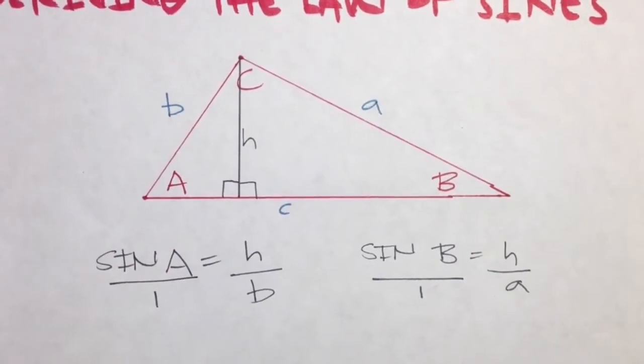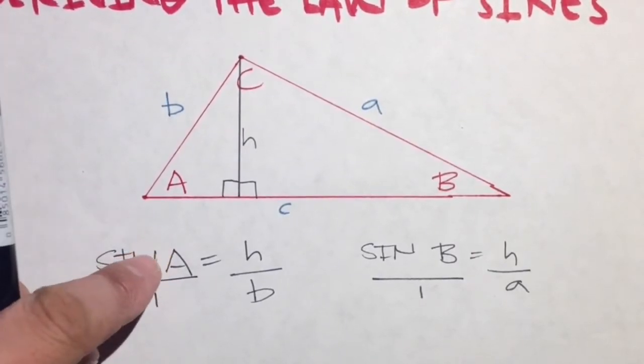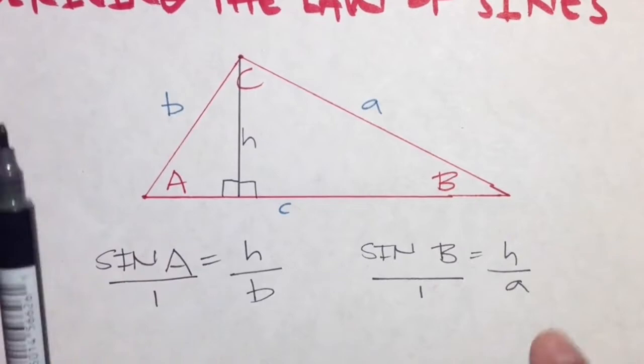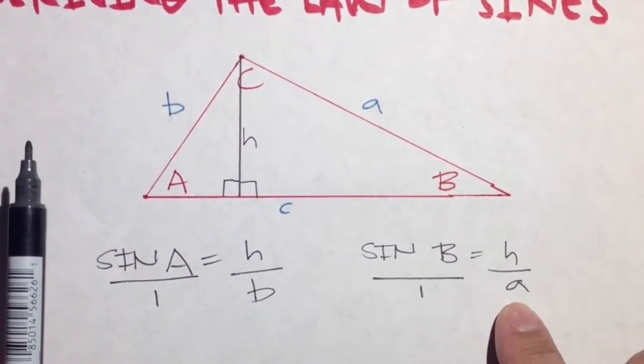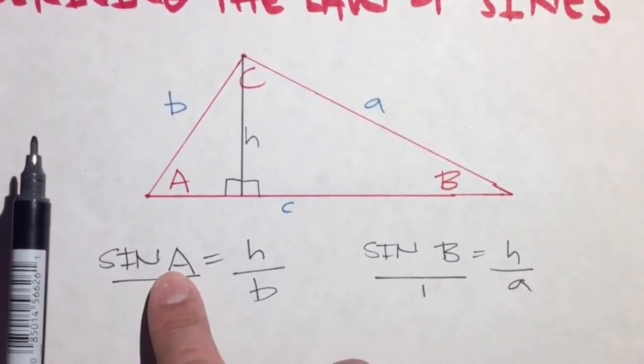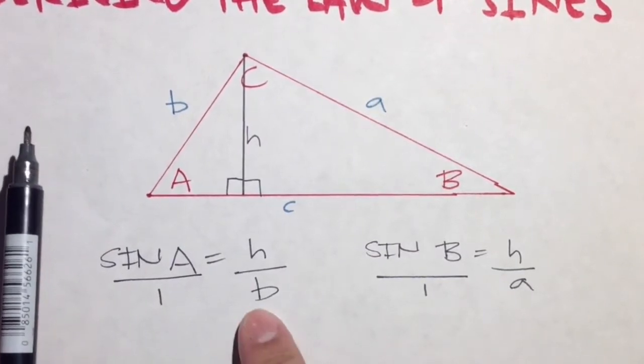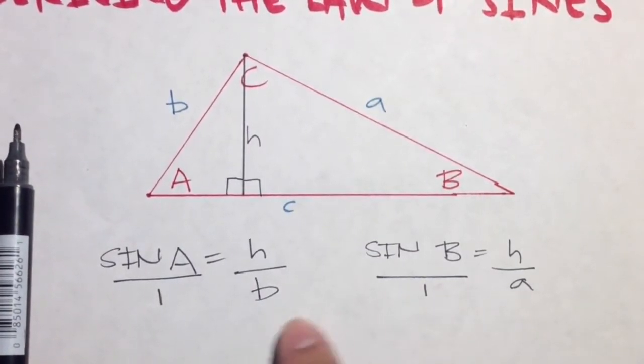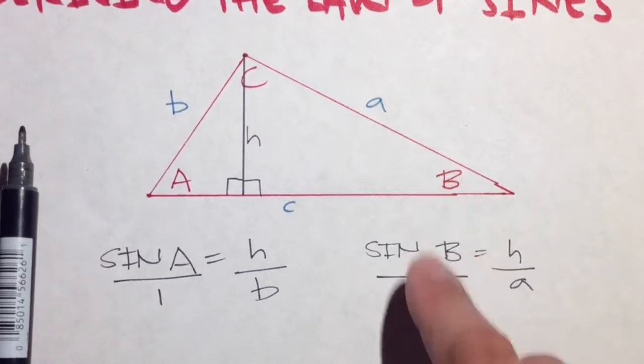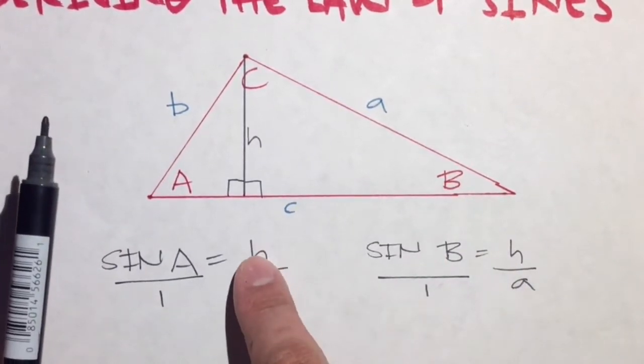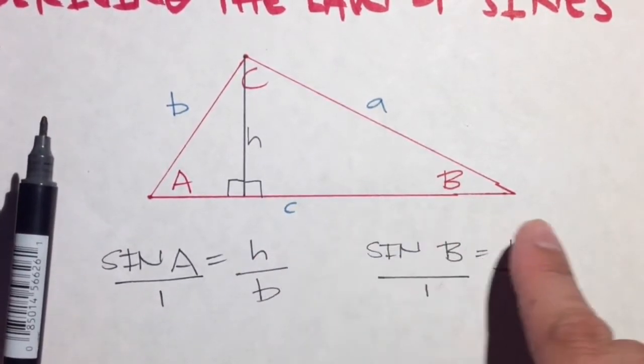They both have something in common. Don't say A, because we have angle A and we have side a. Lowercase a is side, uppercase A is angle. Don't say B because we have lowercase b, which is side b, and we have uppercase B, which is the angle. But they both have side h right there.